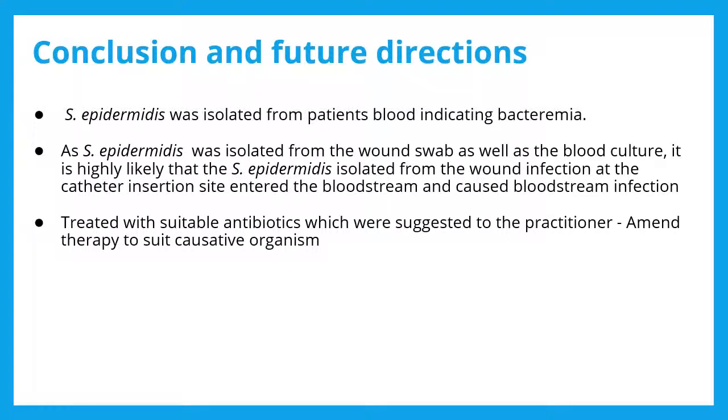In conclusion, Staph epidermidis was isolated from the patient's blood, indicating bacteremia. Since Staph epidermidis was isolated from both the wound swab and the blood culture, it is highly likely that Staph epidermidis isolated from the wound infection at the catheter insertion site entered the bloodstream and caused bloodstream infection. Although molecular typing methods would be needed to confirm this, treatment then commenced using suitable antibiotics, which were suggested to the practitioner. As the patient was likely started on antibiotics as soon as the cultures flagged positive, but before organism identification, therapy was amended to suit the specific infection.